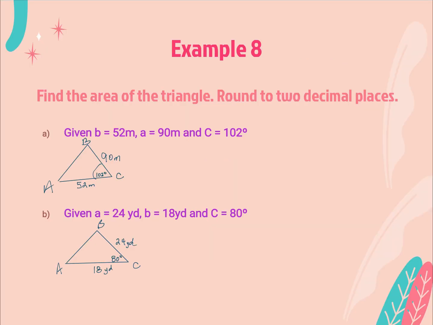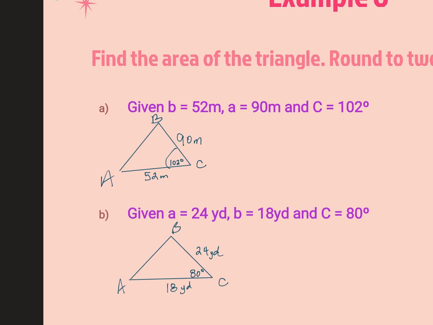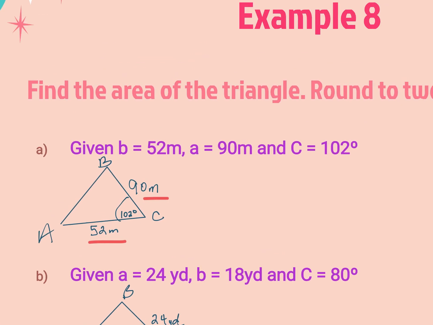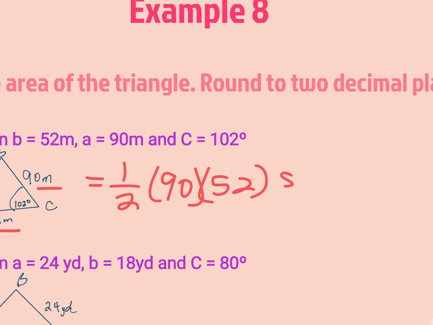So this is what it would look like, all right? I don't have a picture, so I drew one. Do you guys notice how you have two sides, and where is the angle that they gave you to use? In the middle. So how would we do this? We would just set this up literally as easy as I'm making it. You say 1/2 times, what are the two side lengths? 90, 52. And then I times it by the sine of the angle that's in the middle.